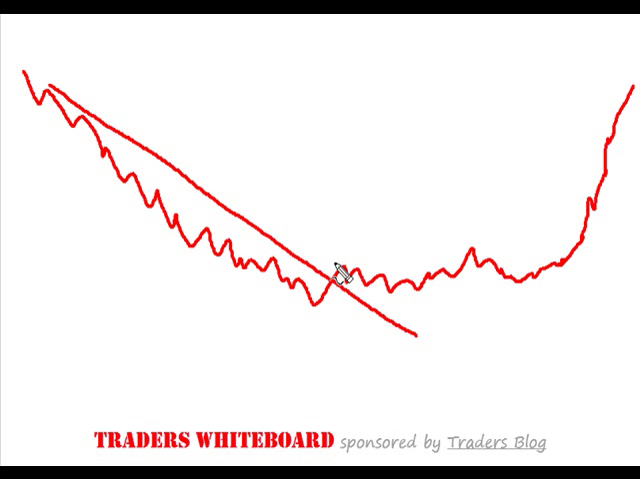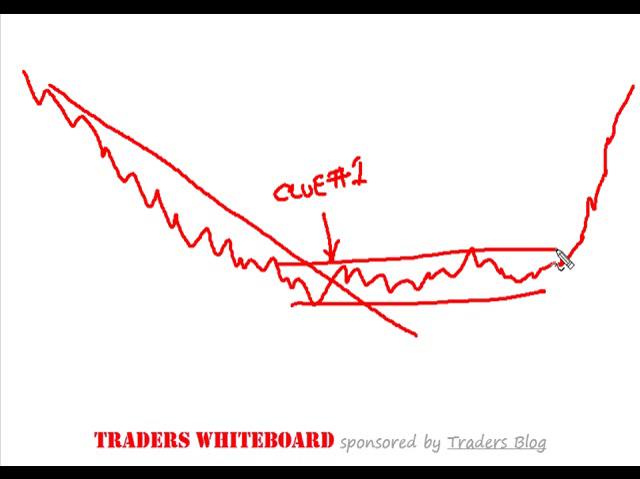The market breaks. That's your first clue. This is your first clue, like right here. This is clue number one. It's the first clue the market's finished going down. Now you have this sort of sideways pattern, which goes here and goes here.